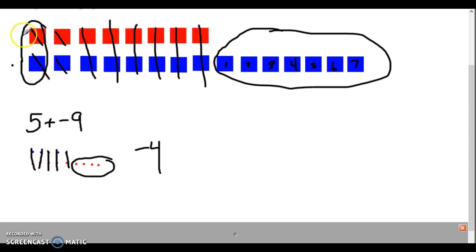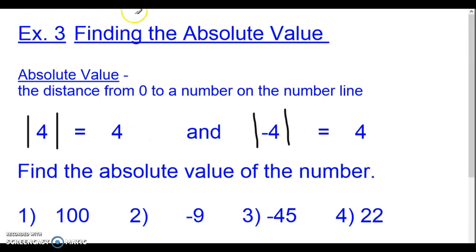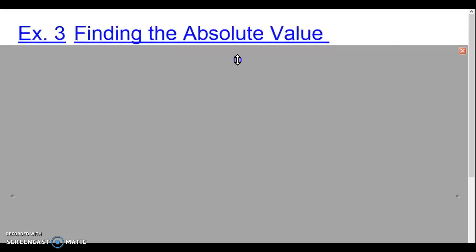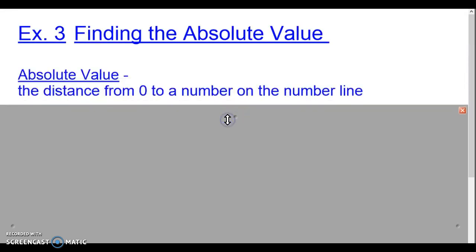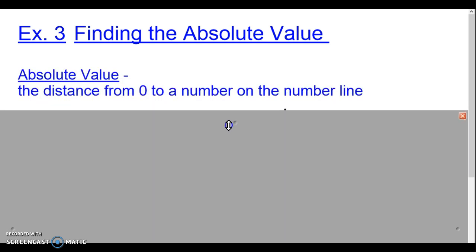So that's another method you could use. Okay, let's move on. Now we're going to use the absolute value. This is going to be very beneficial when we practice our addition as we get into the second part of this lesson. So the absolute value is the distance from 0 to a number on the number line. And this is not the same thing as an opposite. So a lot of students get confused with absolute value and opposite.